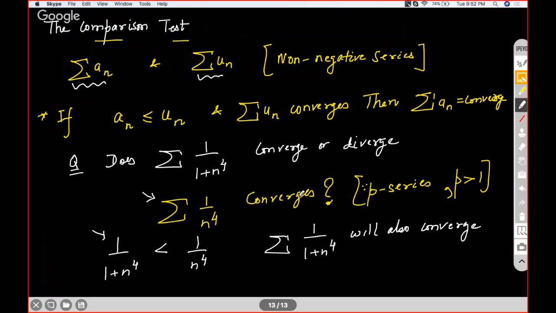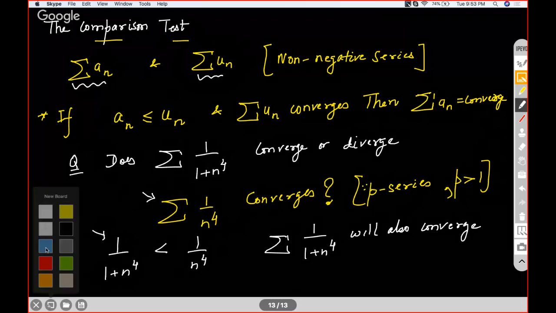In many cases your p series is going to bail you out. Are you getting this point? Okay, try this one. What about 1 by n to the power n?